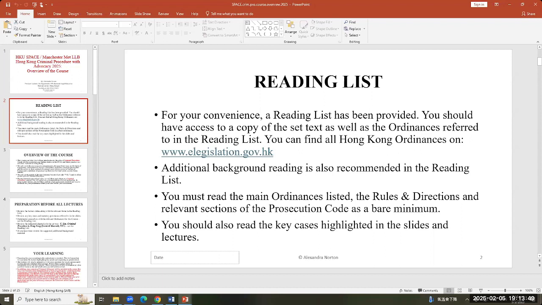We're also going to look at the Prosecution Code, as well as the Victims Charter and the Statement of Treatment of Victims and Witnesses. But you can view all of these documents online. I've only given you the Rules and Directions, because that's the main one.